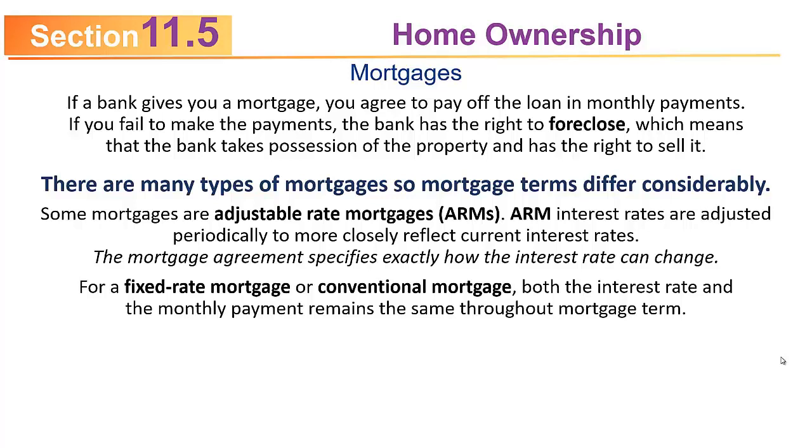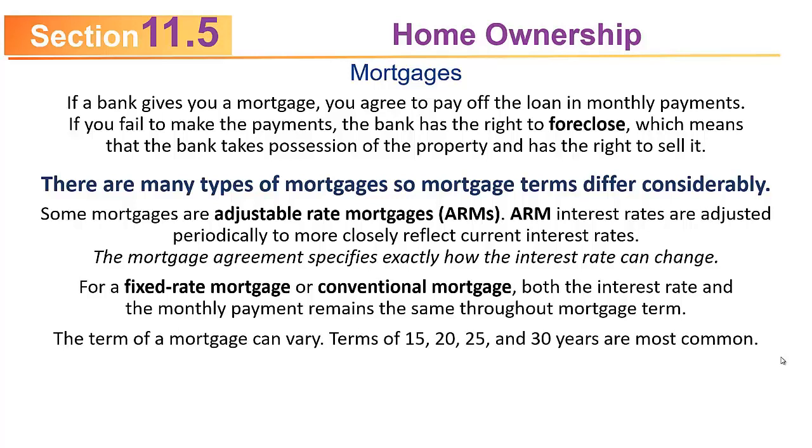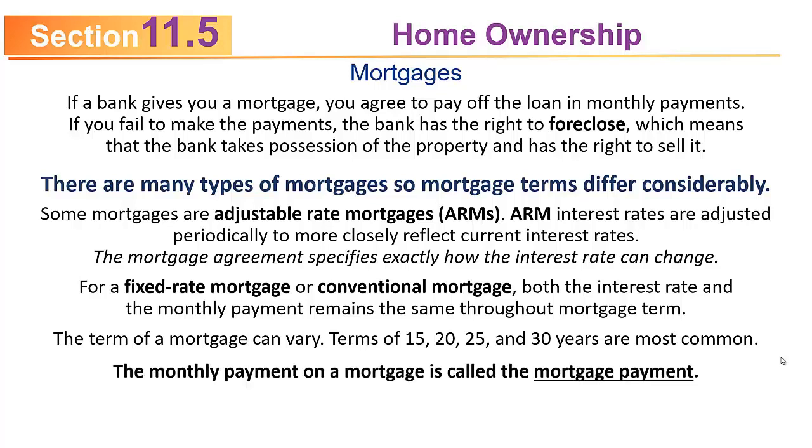But there are also fixed rate mortgages, or more commonly called conventional mortgages, where both the interest rate and the monthly payment is fixed and it stays the same throughout the whole term of the mortgage. The term of a mortgage can vary. Terms of 15 years, 20 years, 25 years, 30 years are the most common.